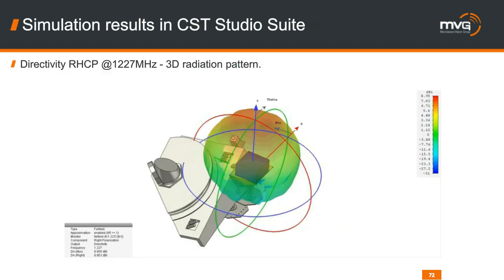Finally, this is an example of far field pattern simulated by the measured source on the satellite. And here, a three-dimensional directivity pattern, copolar component, is represented.